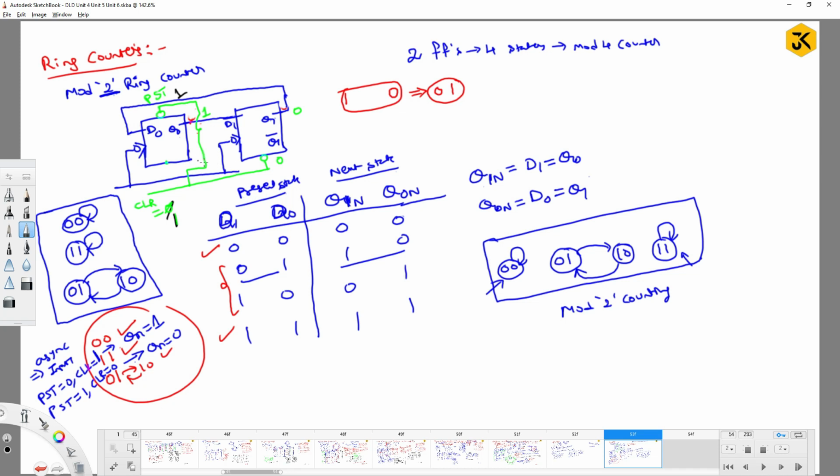But don't worry about this pre-state and clear always. So once you get this kind of thing, if you are able to solve this particular thing, that's enough for us. Okay, I hope I explained clearly.